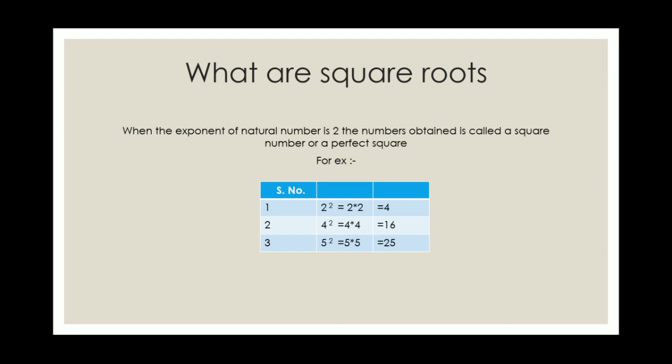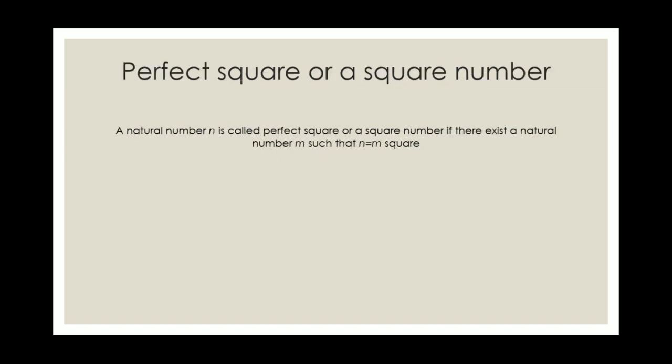Next we see 5 square. We can write 5 square as 5 multiplied by 5, that is 25. This means that we can write 25 as 5 to the power 2. Now, perfect square or square number: a natural number n is called a perfect square or a square number if there exists a natural number m such that n is equal to m square.